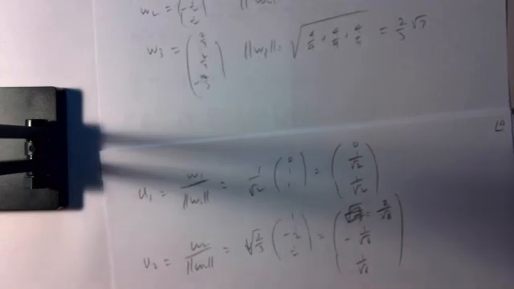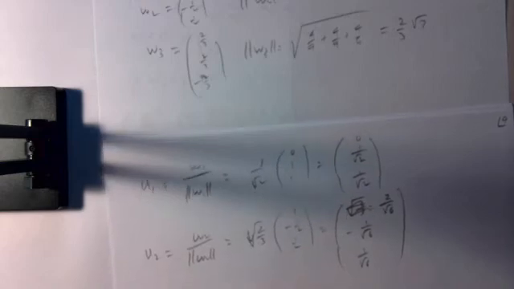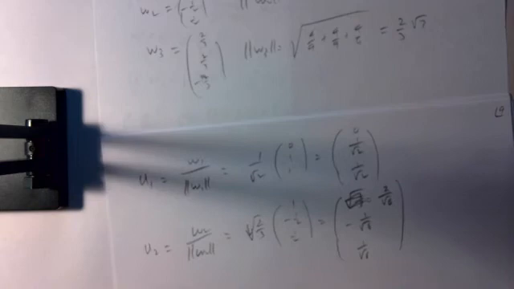And u3 is the vector w3 divided by the length of w3. The length of w3 was 2 root 3 over 3. So this is 3 over 2 root 3 times the vector w3, which is 2/3, 2/3, minus 2/3. So this is equal to the vector, this times 2/3 is 1 over root 3. This times 2/3 is 1 over root 3 and minus 1 over root 3.